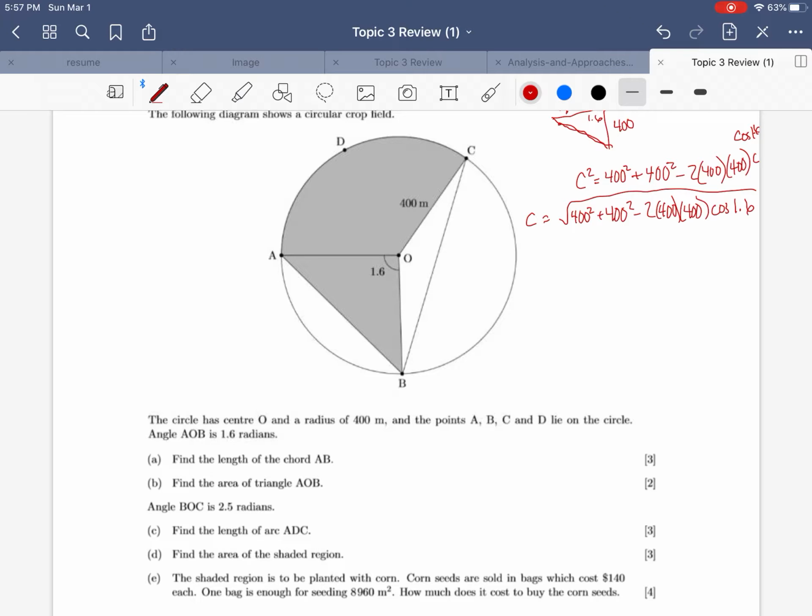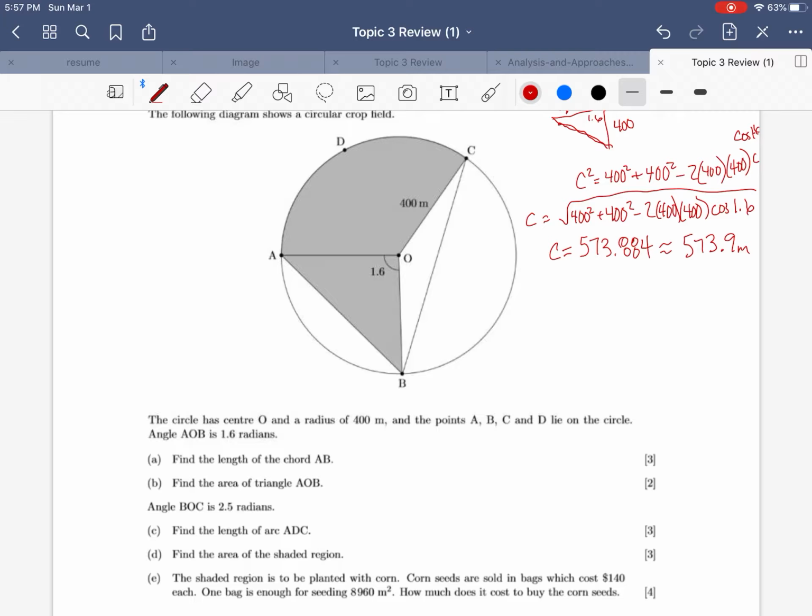Okay, so it's a total of 573.884. C equals 573.884. And so if I round that to the appropriate significant figures, it should be 573.9 meters.